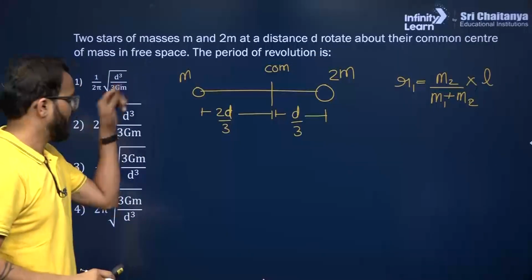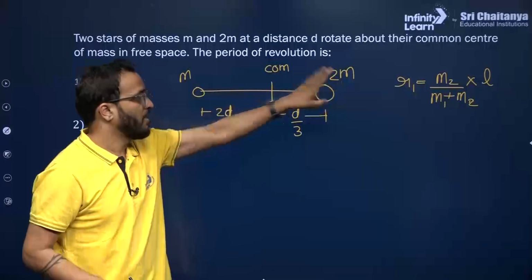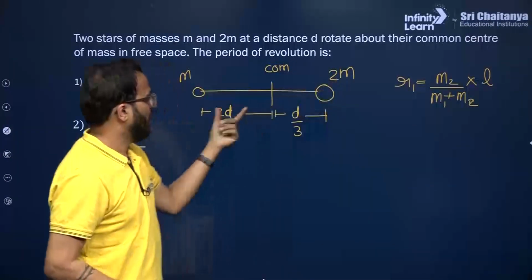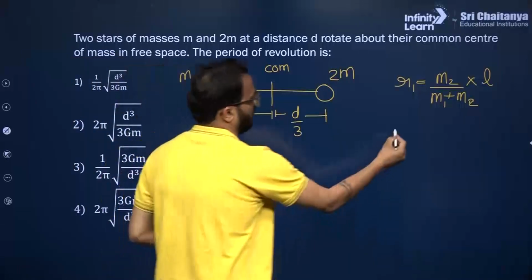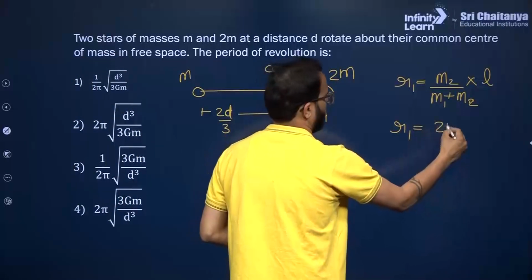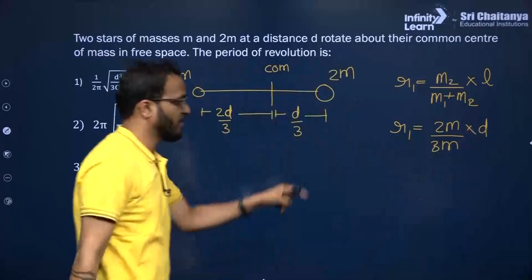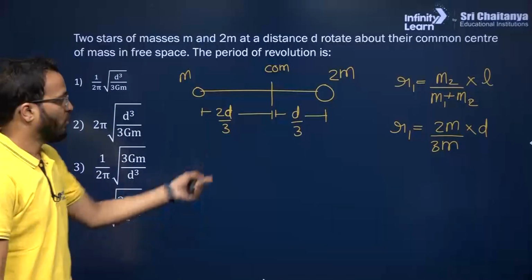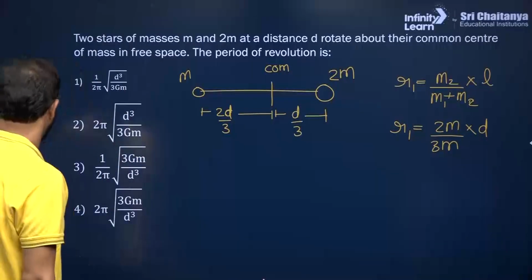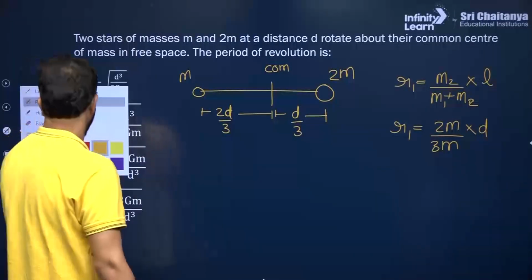So here if I say this is m1, this is m2, then r1 will be what? r1 will be 2m upon 3m into d. That is why I said it is 2d by 3. Automatically this will become d by 3. Clear? So I hope you understand this.